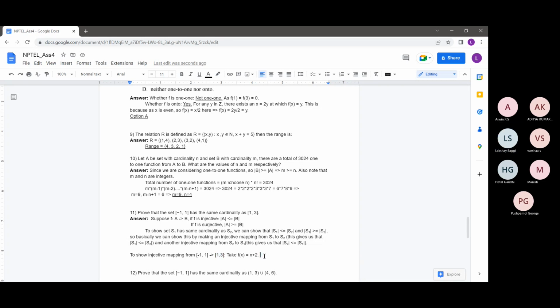So from this, we can say that the size of -1 to 1 is less than or equal to the size of 1 to 3. But we need to show another thing also, Aditya: that the size of 1 to 3 is less than or equal to the size of -1 to 1. So we need to show another injective mapping in the opposite direction also.